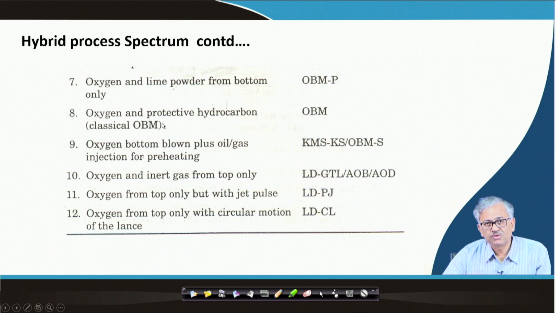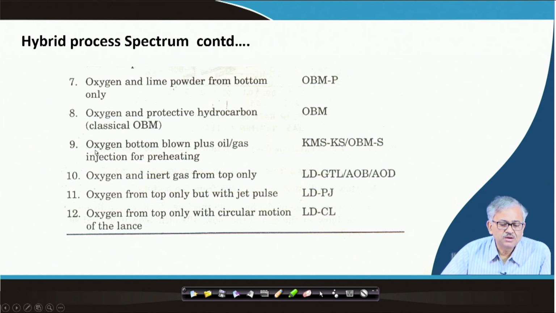Otherwise, oxygen blowing from the bottom has been found to be very good from the mixing point of view, and the process is very close to equilibrium, with the minimum iron loss and the maximum partitioning achieved. But the problem is nozzle maintenance. In spite of using the protective hydrocarbon, the nozzle has to be replaced regularly. That is the problem of the OBM process.